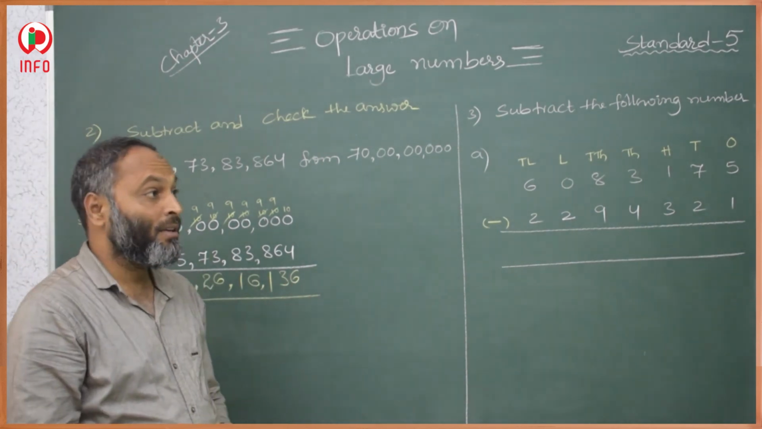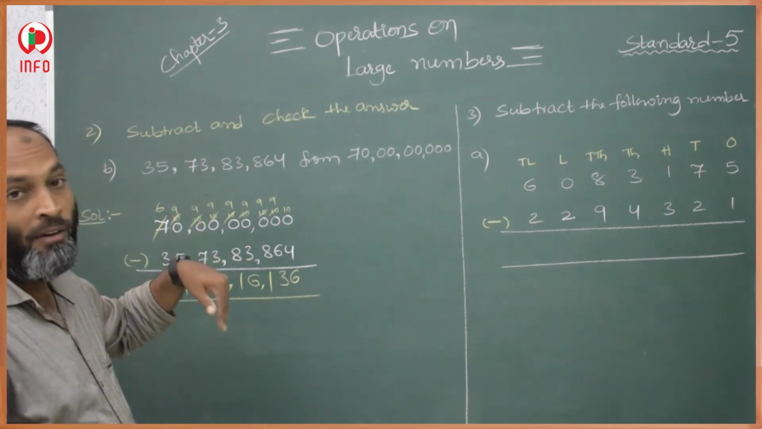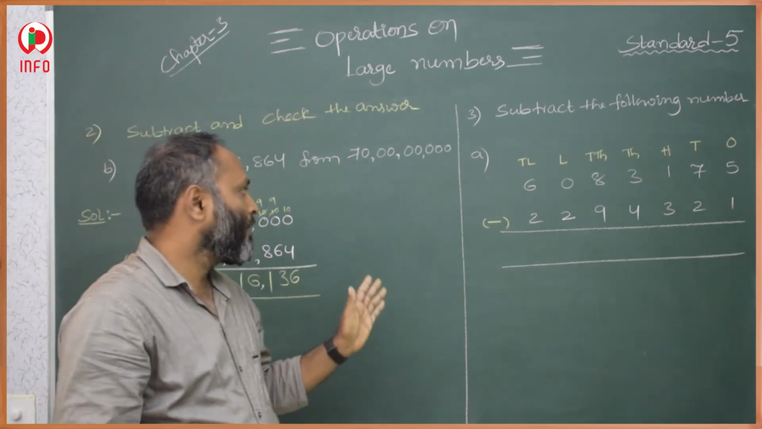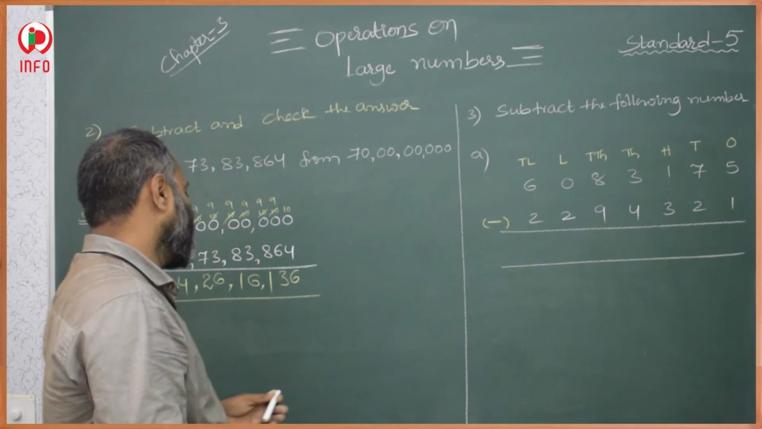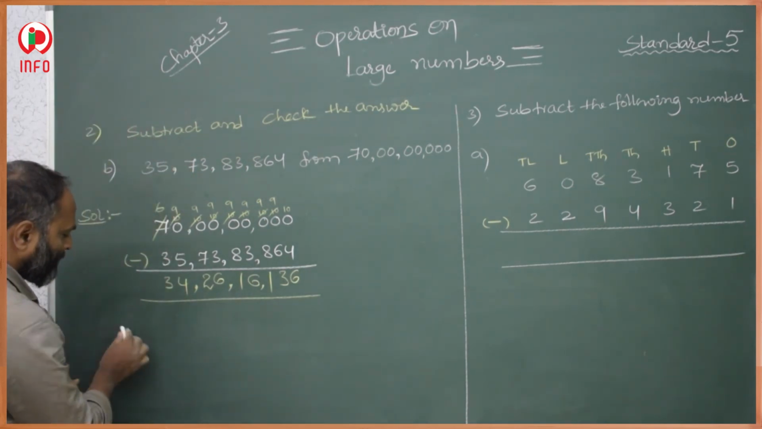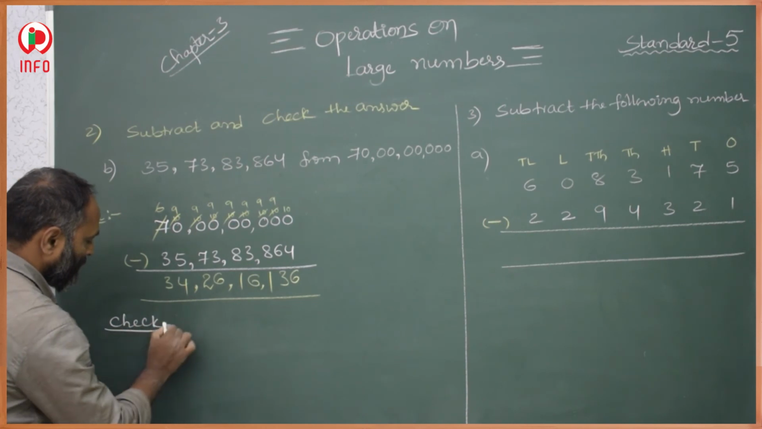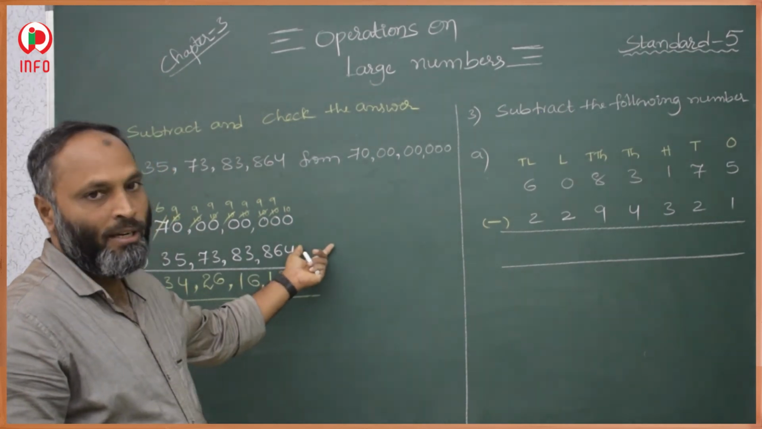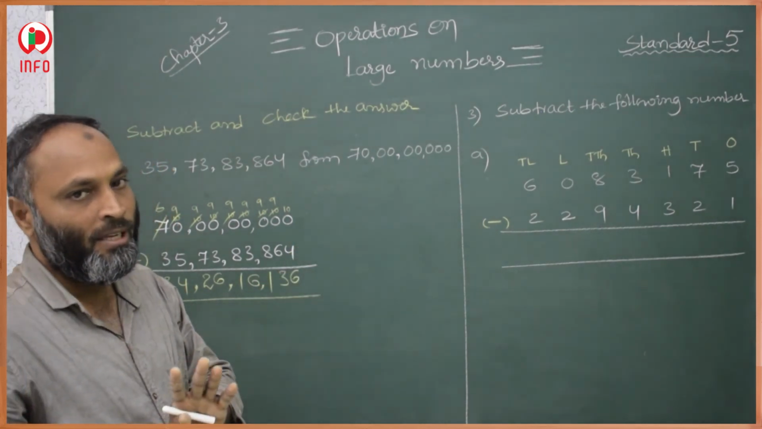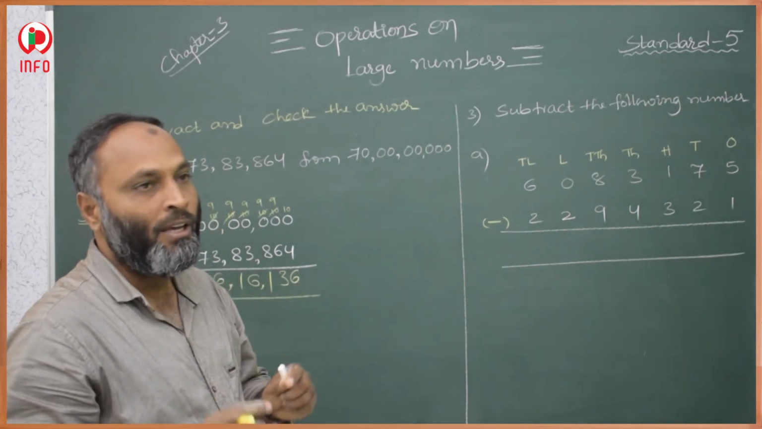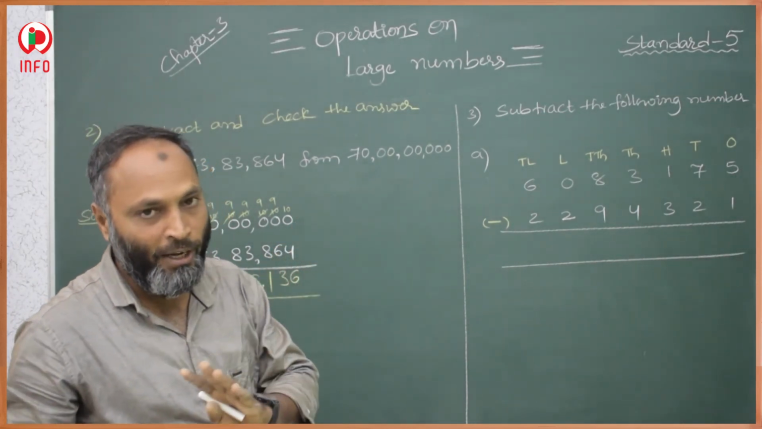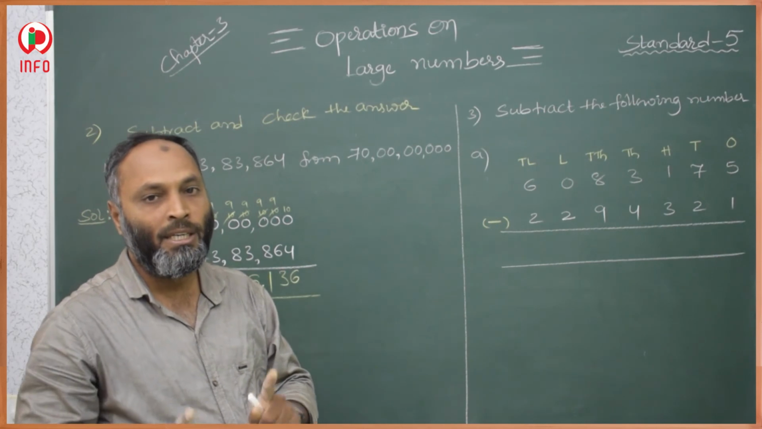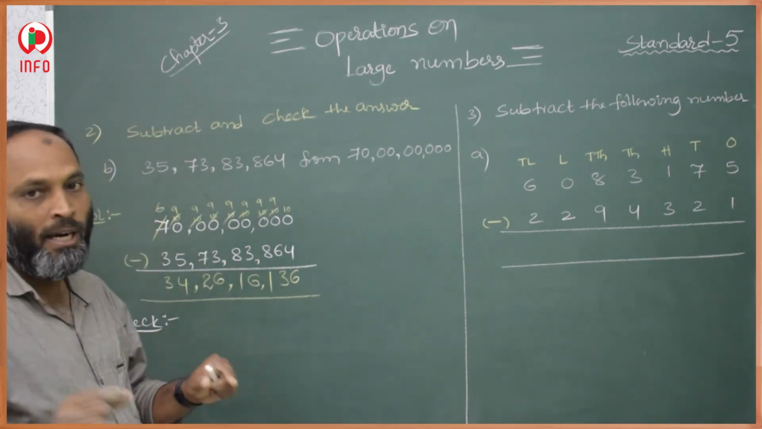Now after finding our answer, after doing the subtraction, the question asks us to check. Check means we have to see whether our answer is correct or not. How to check? We take the difference and the subtrahend and add them. After adding, we should get the minuend. If you get the minuend, then your answer is correct. If you do not get the minuend, then your answer is not correct.